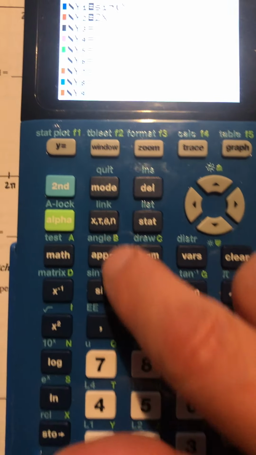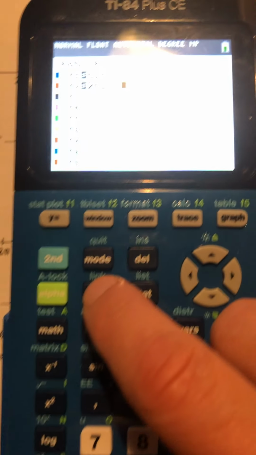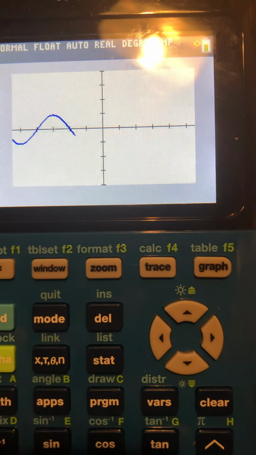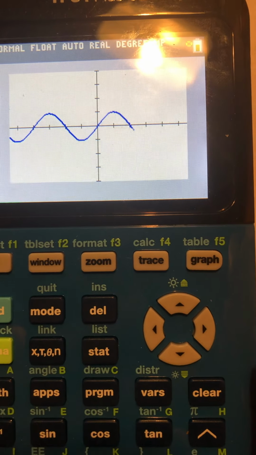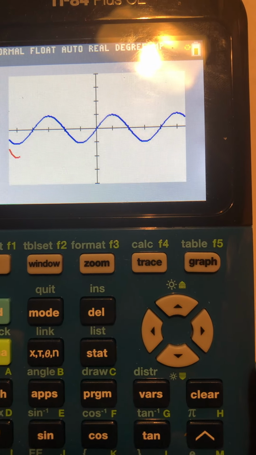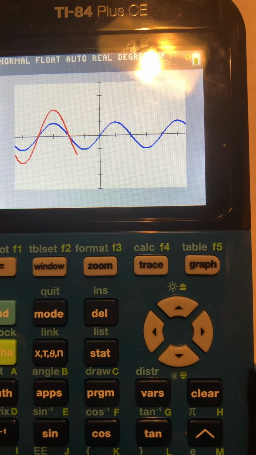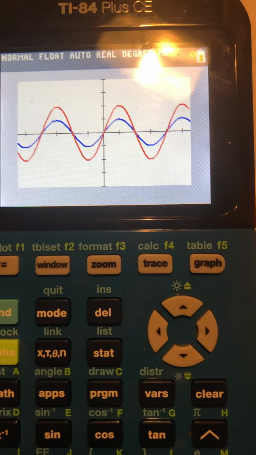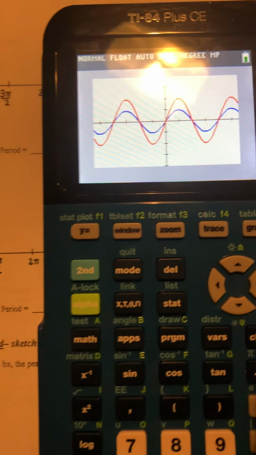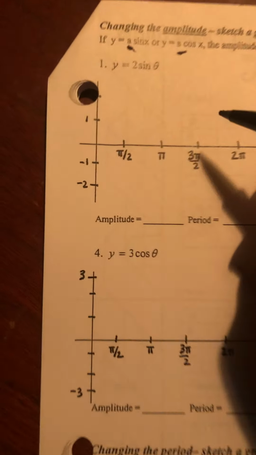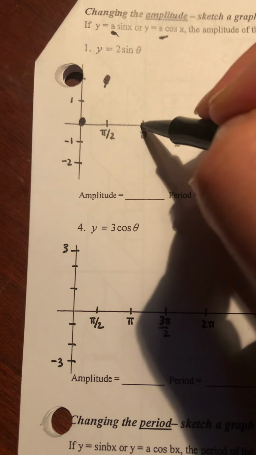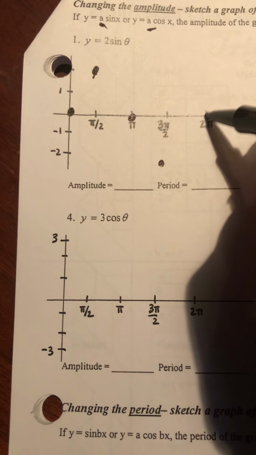So I'm going to keep my main sine wave, and then I'm going to add 2 sine x. So we'll take the cosine off for now, and if I graph them, I can see my sine wave going between 1 and -1. And then there is that 2 sine x. And you might have noticed that it's just twice as tall. So I'm taking basically every y coordinate and doubling it.